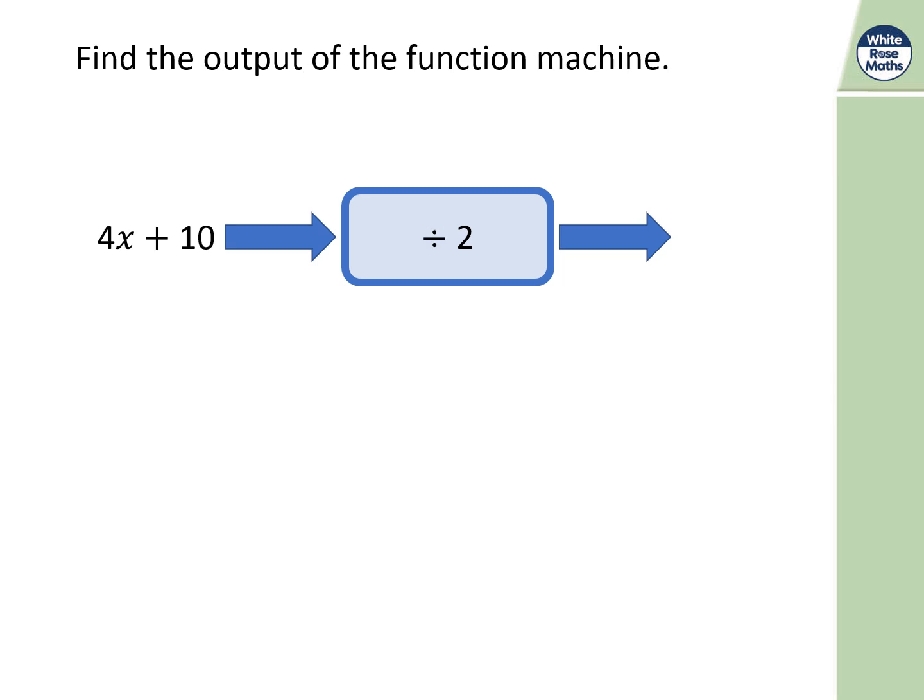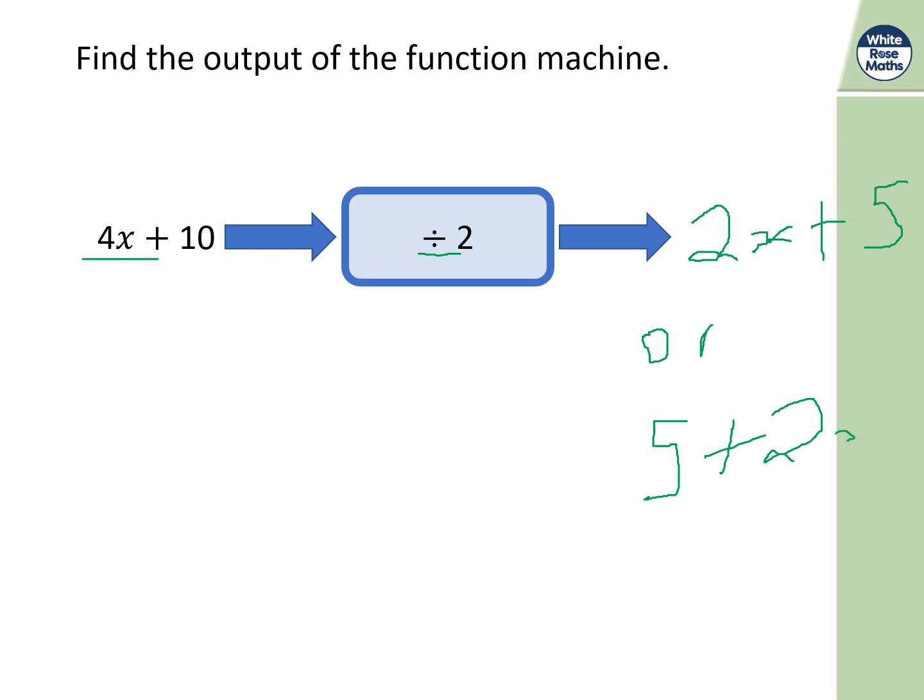Find the output of the function machine. So 4x plus 10, all divided by 2. So I do 4x divided by 2, that will give me 2x. I would then do 10 divided by 2, and that will give me positive 5. So your final answer is 2x plus 5, or 5 plus 2x. Either convention is fine and appropriate for the examiner, as long as we are consistent with our signs. Remember that everything is divided by 2, and not just the 4x or the 10. The whole thing is divided by 2.